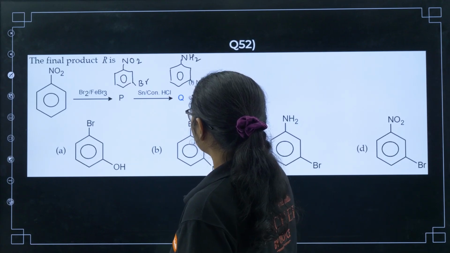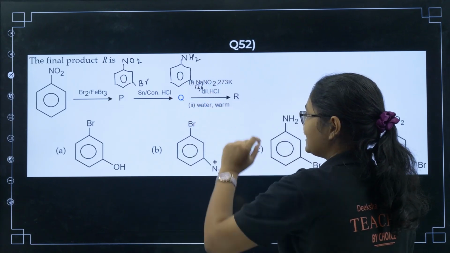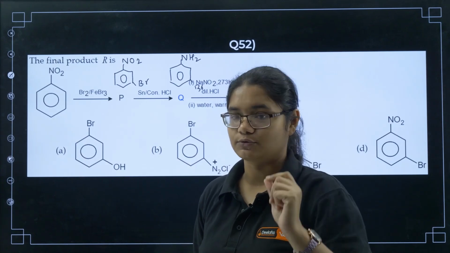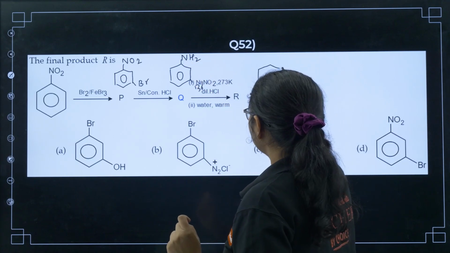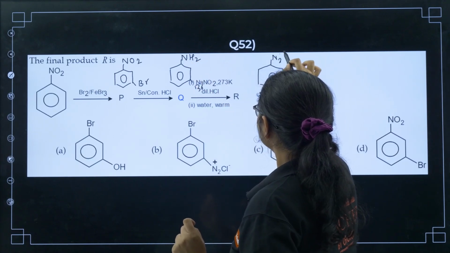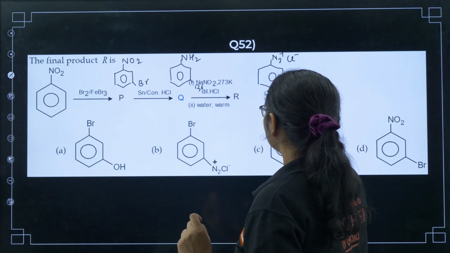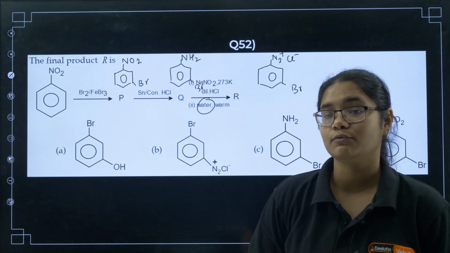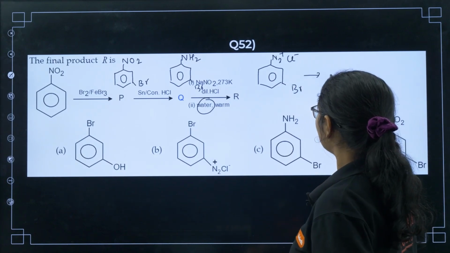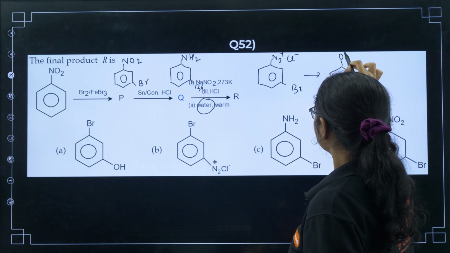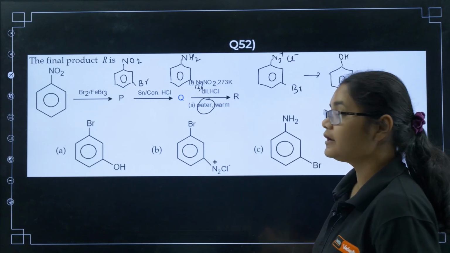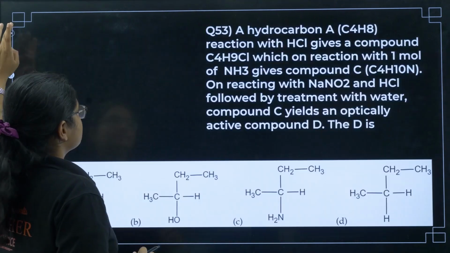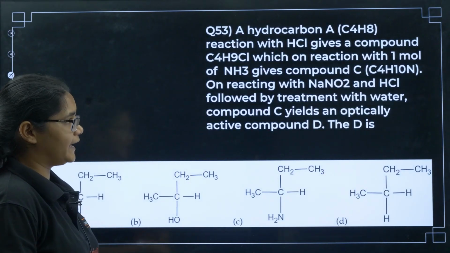NH2 and Br. Okay. Next, NaNO2 and dilute HCl, that is nitrous acid. When you treat aniline with nitrous acid, you get benzene diazonium chloride. So this NH2 will get converted to N2 plus and Cl minus with bromine at the meta position. Now you are giving warm water. So with warm water, what will happen? This N2 plus will be converted to OH. Okay, so I will get what? Meta-bromophenol, and that is option number A here. Clear? Next, a hydrocarbon A, C4H8.